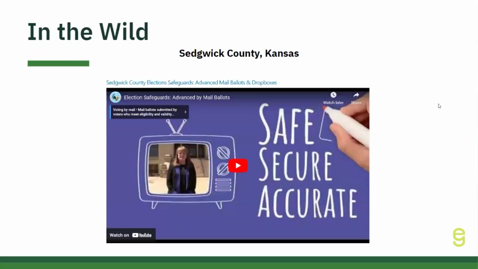We also wanted to highlight some examples in the wild of election offices across the country who are doing some really amazing work. Sedgwick County, Kansas has an excellent information page on their website, including videos describing their security protocols and procedures. Their webpage uses text, videos, and infographics to communicate the election process and the many safeguards they take throughout. Check out their website today for some neat ideas on how to enhance your election website. Kudos to Sedgwick County, Kansas, and keep up the great work.